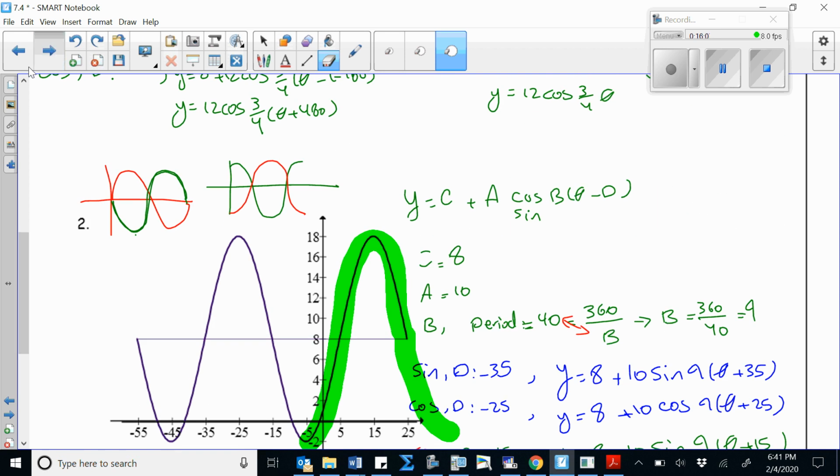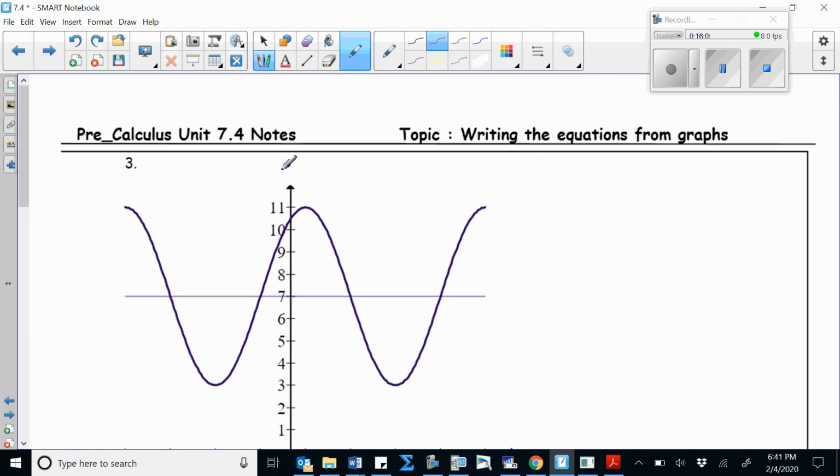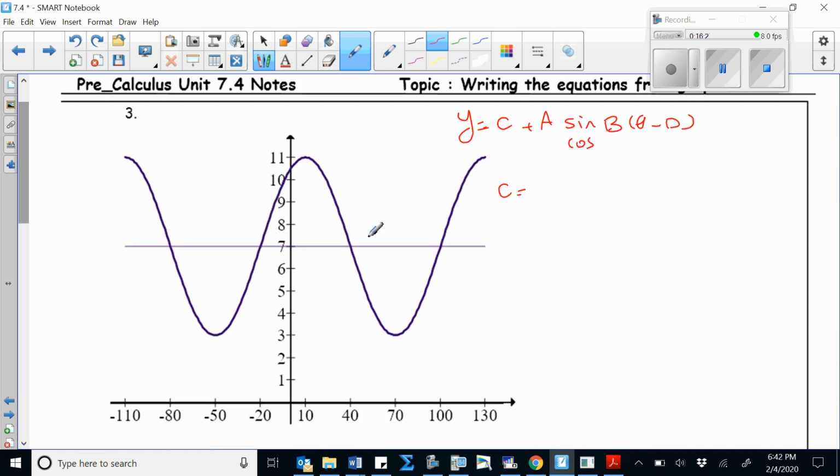Okay, let's do the last one over here. Again, the general form. You need to memorize this. Y equal to C plus A sine of B theta minus D, or cosine. So let's start with the C value. The C value, as you see, is the middle line, which is at 7. Amplitude is from middle line to the highest or the lowest point, and that's equal to 4.